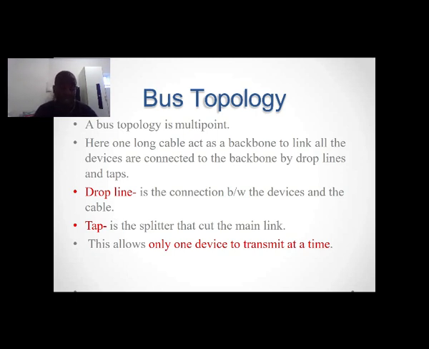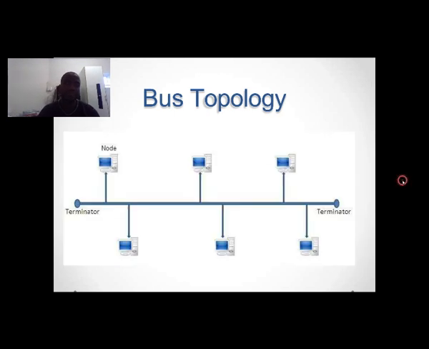I will show you that one in the next slide. So the tap is the splitter that cuts the main link. It's called a tap, right? So this allows one device to transmit at a time, right? So let's look at what a bus network, a bus topology looks like.